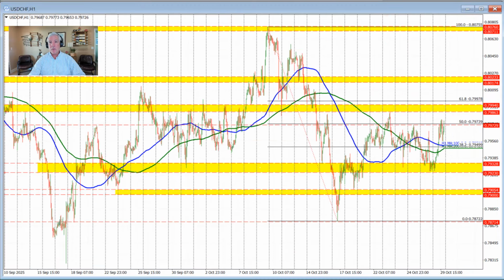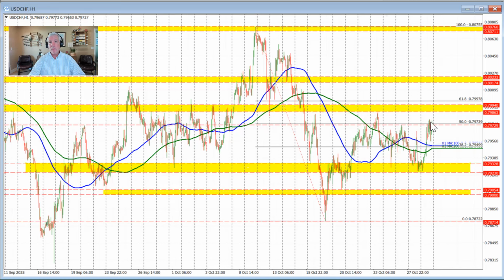The dollar versus Swiss franc, this currency pair did trade above the 50% retracement earlier today, and then rotated back down toward the 100 and 200-hour moving average, and then moved back up toward that 50% retracement. 0.7939 is a level that we have to get and stay above. If we're able to do that, we'll look toward the 0.7986 to 94 level. Let's call it all the way up to the 0.800 level for the dollar versus Swiss.